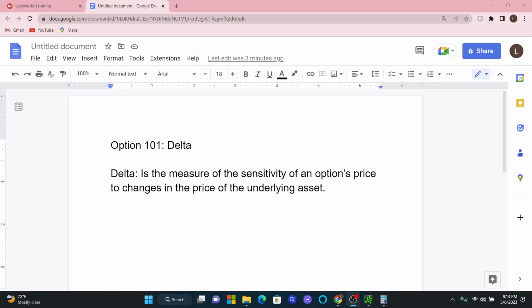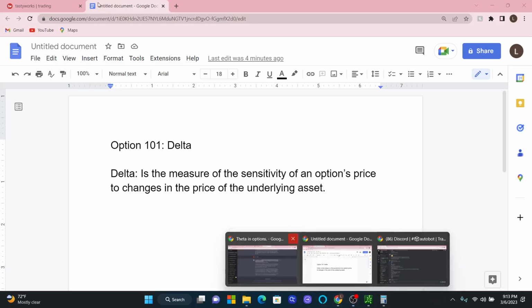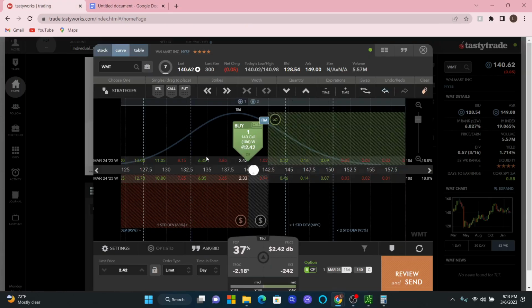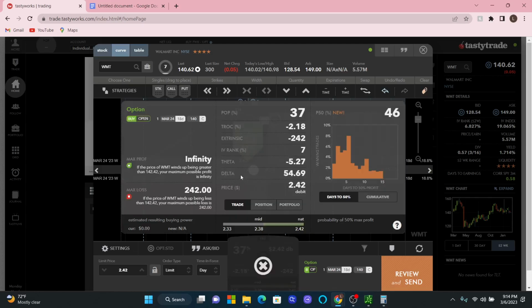All right, so first things first, delta is the measure of the sensitivity of an option price as it changes the price of the underlying asset. For my new guys out there, you might be asking, what on earth do you even mean? Well, if we go to Tastyworks, we're going to use the same example we had earlier for the theta option, and that's going to be the Walmart 18 days to expiration 140 call. So if I click on play right here, we're going to see a delta value of $54.69. What that means is every time this stock moves up $1 in value at this current time in play, the value of the contract increases by $54.69.